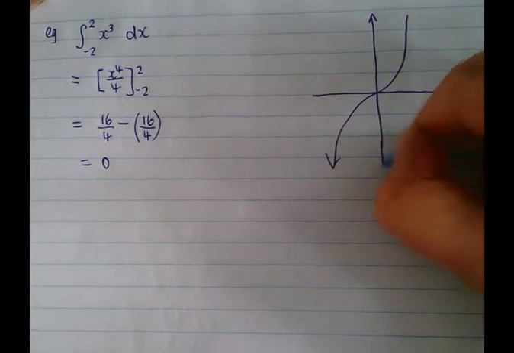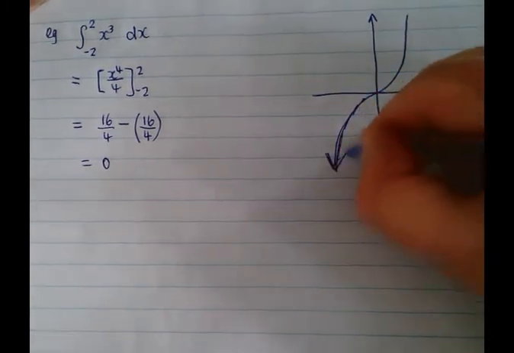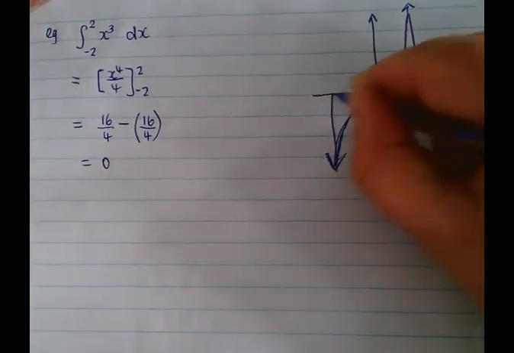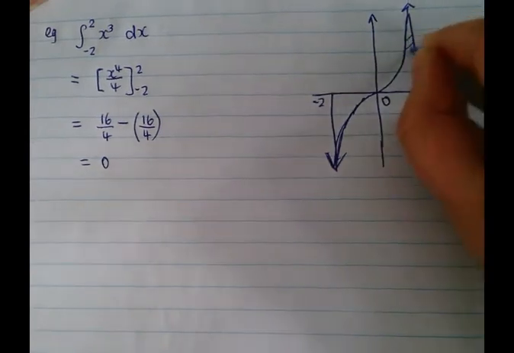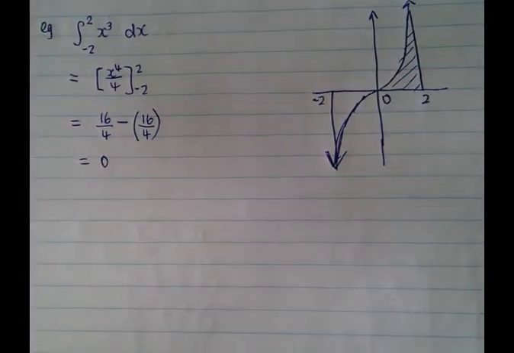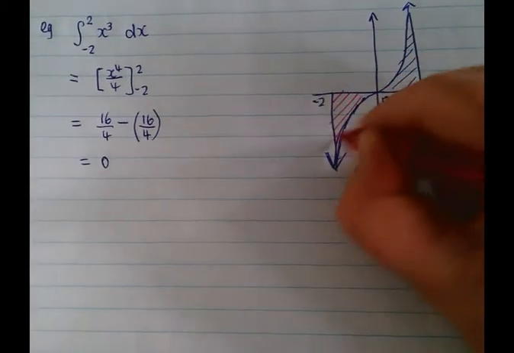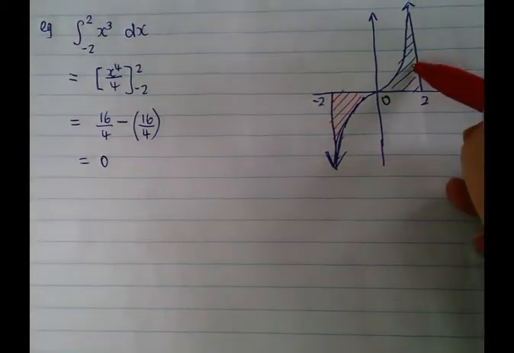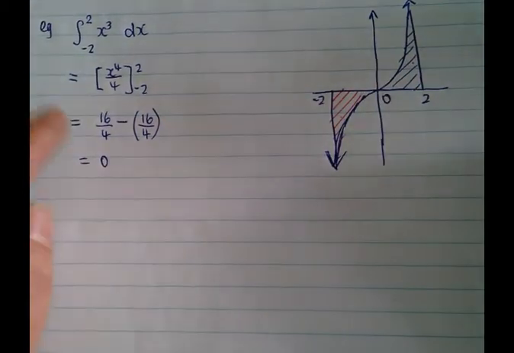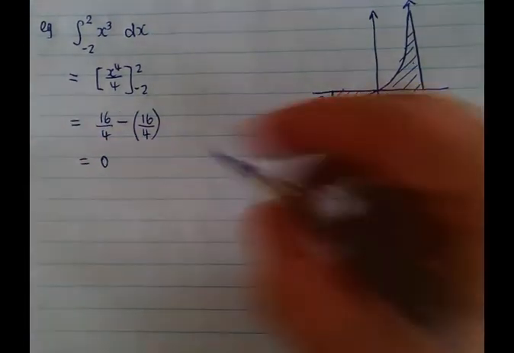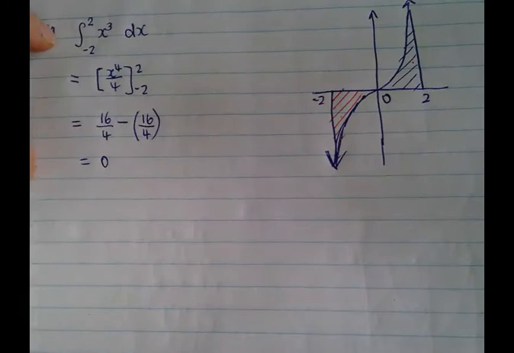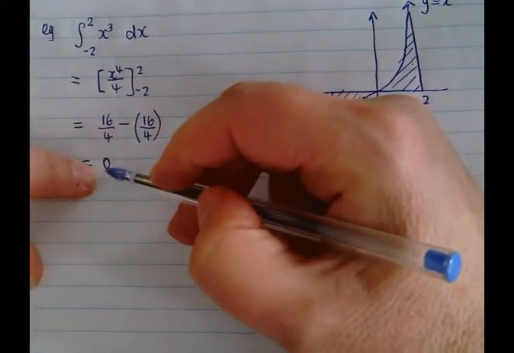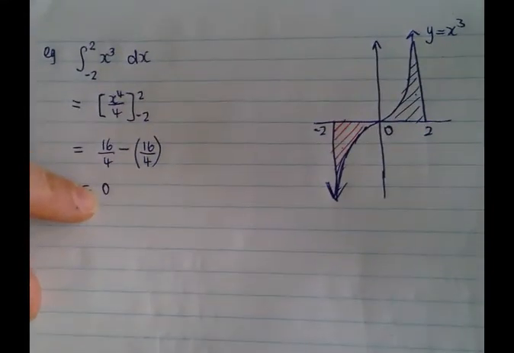Because this is what it looks like. Sorry, I don't think I've drawn it the same. They cancel each other out. 2, 0, negative 2, 0. Those two areas are the same size. One's above and one's below. Now, if I ask you for the area bounded by that curve, you cannot give me 0. The area bounded by the curve is not 0.